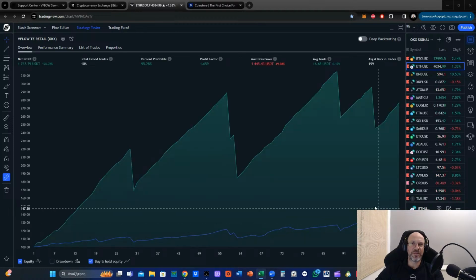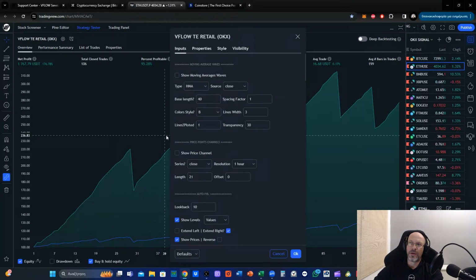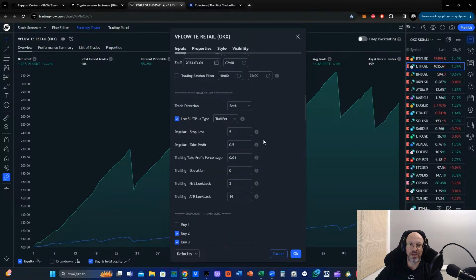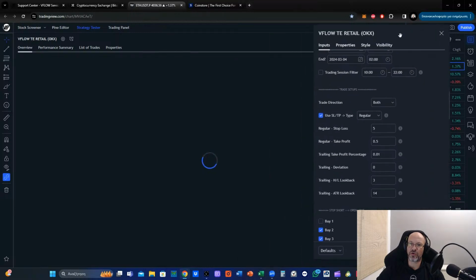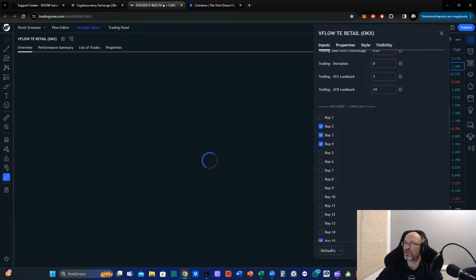Now we are switching to Ethereum. As you can see, we have 95% profitability without changing anything, but we don't like this chart, so we want to achieve something more. The way to achieve it is this. Let's go to inputs, and the basic change we are going to make is to change from trailing percentage to regular. Regular take profit works better on the Ethereum bot for the 1 minute chart. Let's make this change, and just by changing the take profit, I'm going to show you right now what the results are. And then we are also going to experiment with different settings.